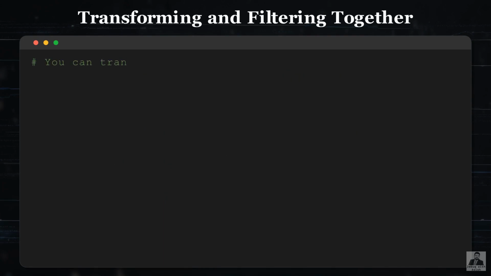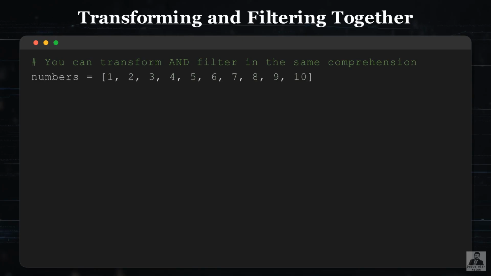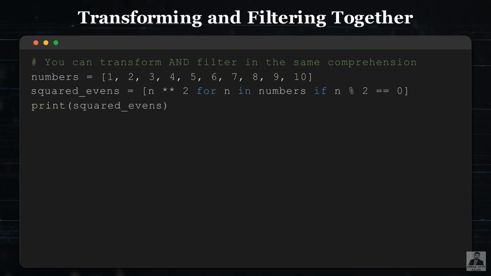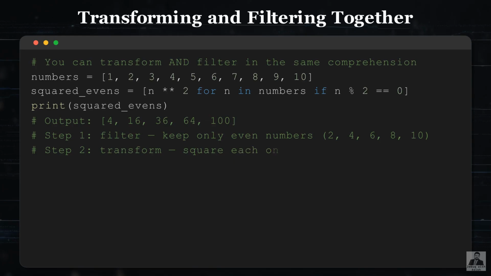You can transform and filter at the same time in one comprehension. Here, we want to square only the even numbers from 1 to 10. The expression on the left is n squared. The condition on the right filters to even numbers only. Python first checks if each number is even. If it is, it squares it and adds it to the result. The numbers 1, 3, 5, 7, and 9 fail the filter and are never squared. The result is the squares of 2, 4, 6, 8, and 10.